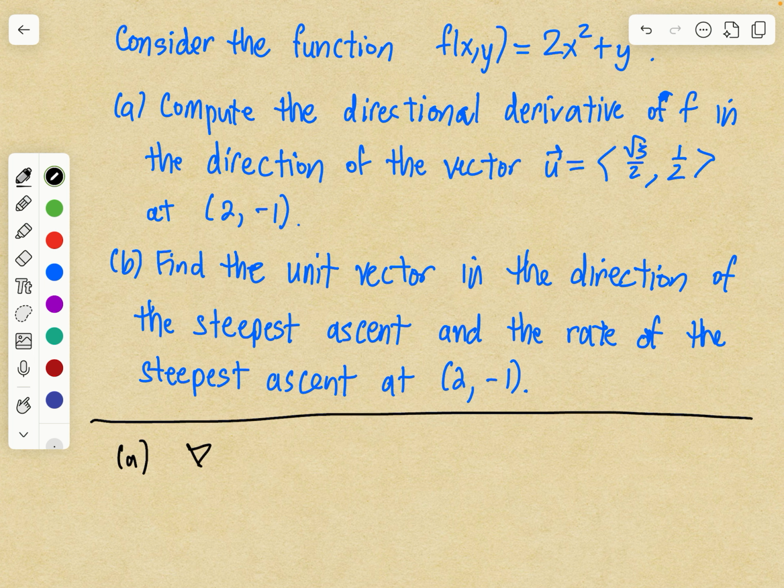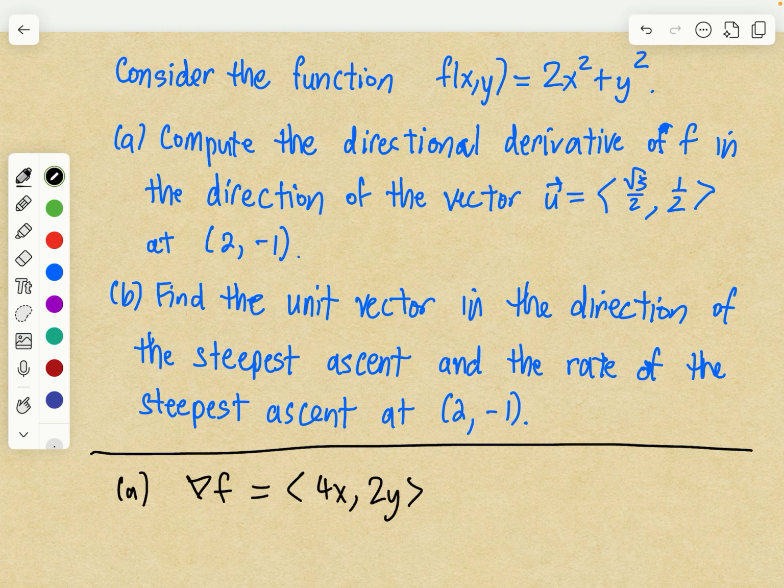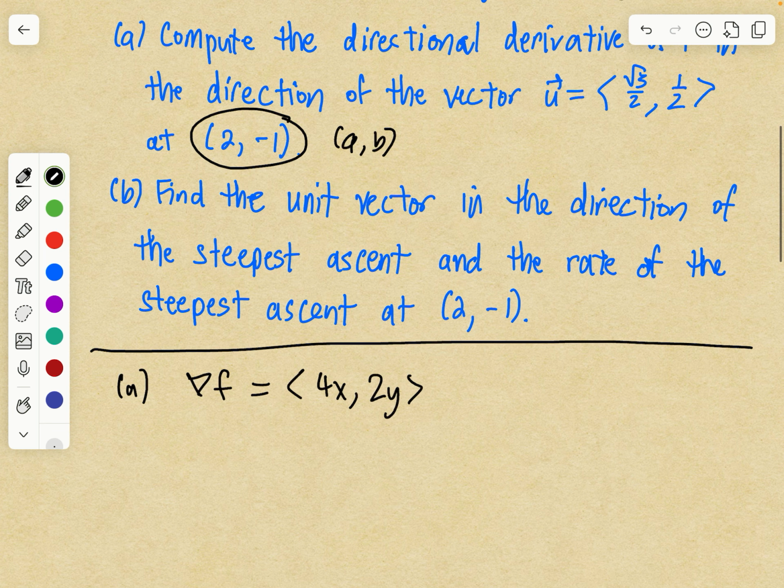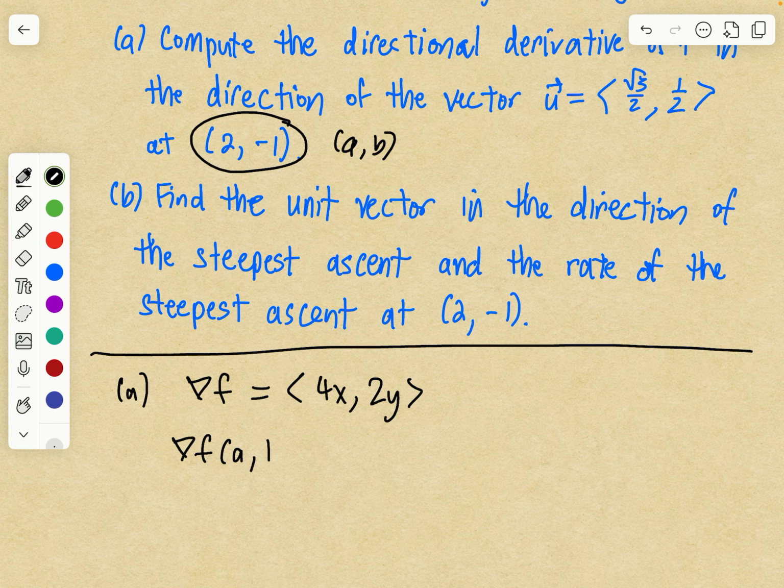So first we find the gradient. That's f sub x comma f sub y. That's going to be 4x comma 2y, right? Because you just take the partial derivatives and you evaluate. So this is happening at the point 2 comma -1, right? So that's the point a, b that we're working with. And so you want to find what the gradient is at the point a, b, and that's going to be what you get when you evaluate the gradient at 2, -1. That's going to give us 8, -2.